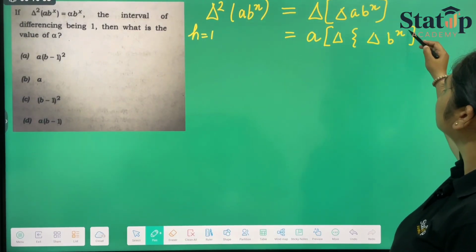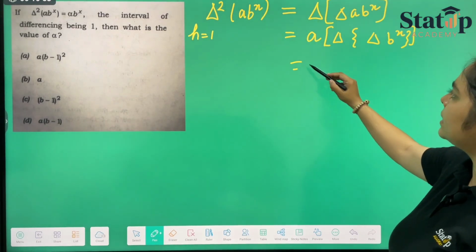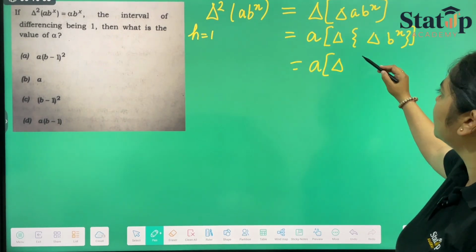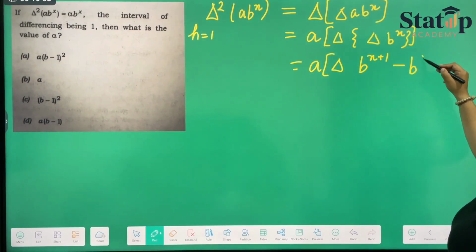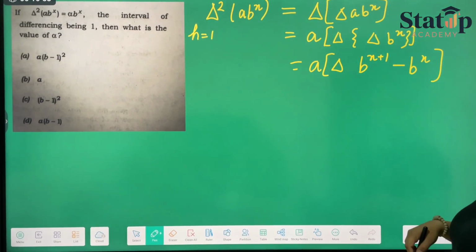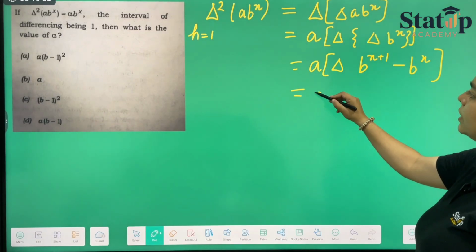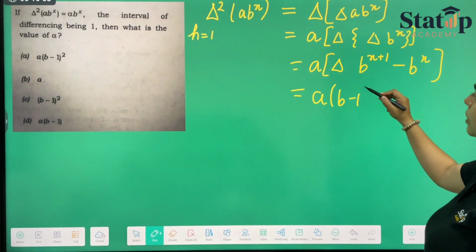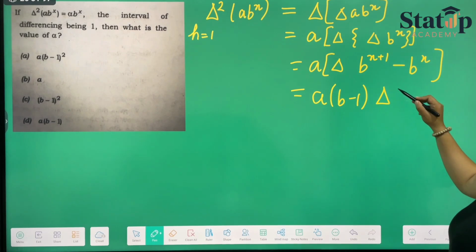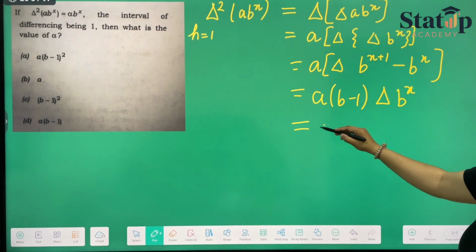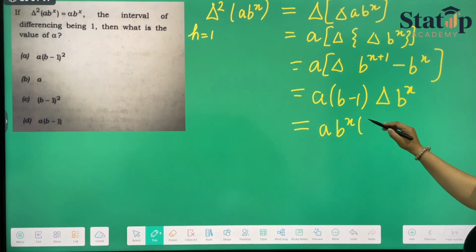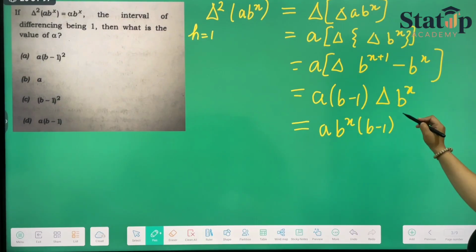b^x. Now delta b^x will be b^(x+1), where 1 is h, minus b^x. Now here we can take common b^x, and we will be left with (b minus 1), because it doesn't have any x component, so we will be left with delta b^x. Now delta b^x we did, which is nothing but (b minus 1) into b^x, so it will be a^x b^x into (b minus 1) into (b minus 1), which will be (b minus 1) whole square.